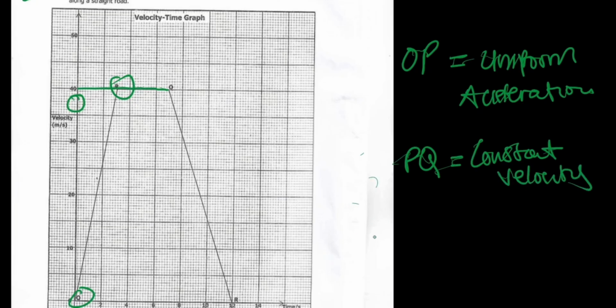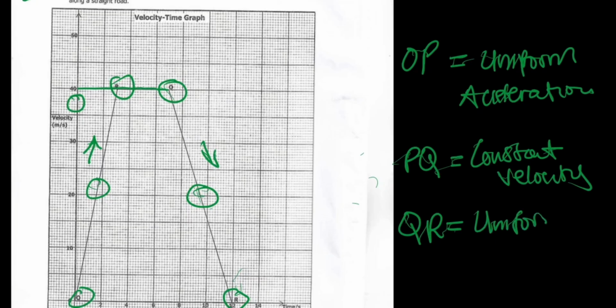And for Q and R, notice that this is the initial velocity, this is the final velocity. It's the same as this particular slope, except that this is going down, this is going up. So in other words, this is positive acceleration, this is negative acceleration. And the negative acceleration is actually what we call deceleration. So we can say this is uniform deceleration. So make sure you understand these key points because they'll help you figure out what is happening at which particular point.